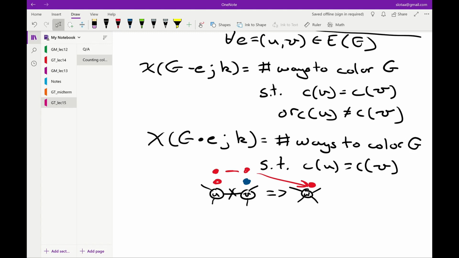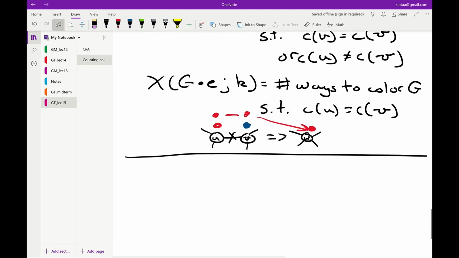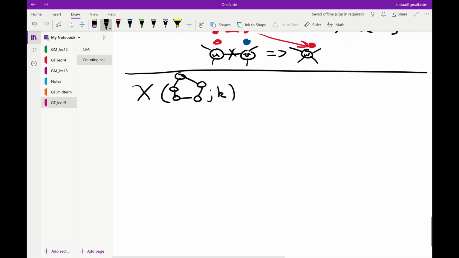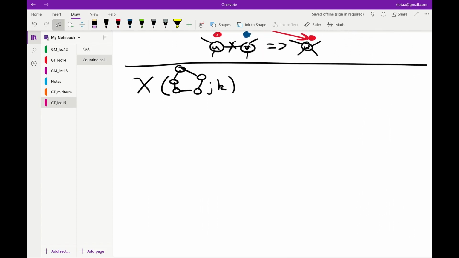So let's take a look here at, say, what is the chromatic polynomial of C5 given some k? There is a closed form solution for cycles, and that's pretty straightforward, but here we're going to use the fundamental reduction theorem to determine the chromatic polynomial.